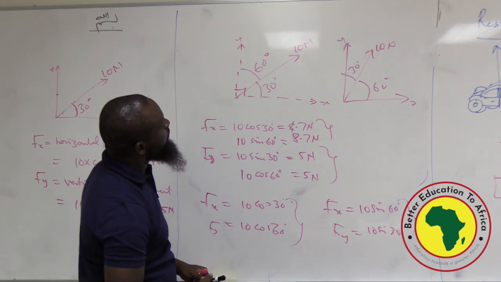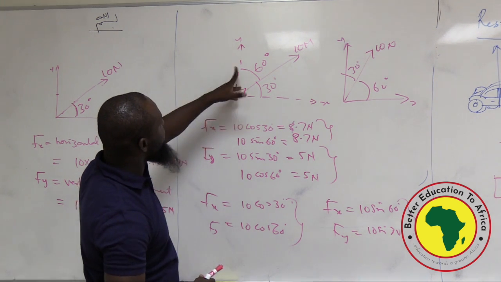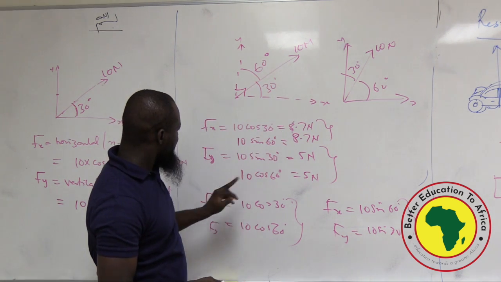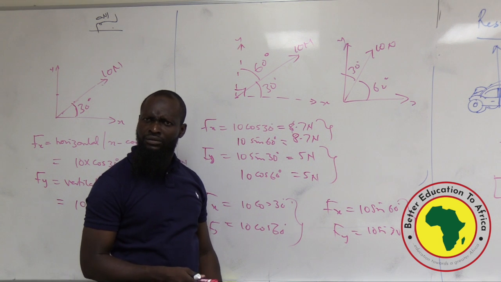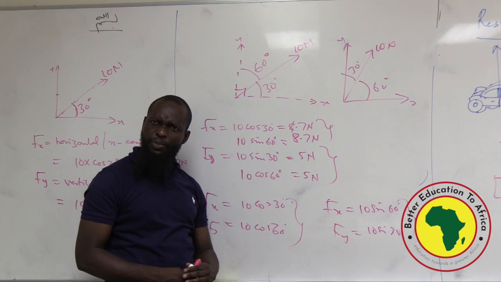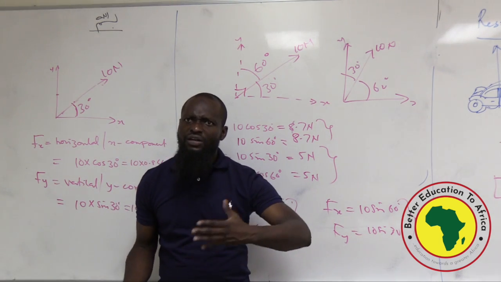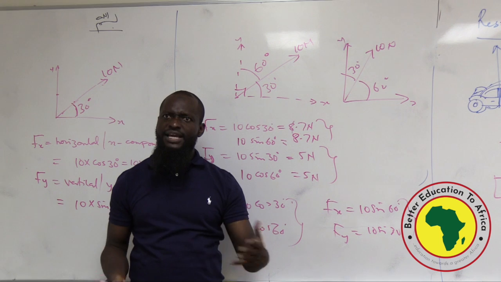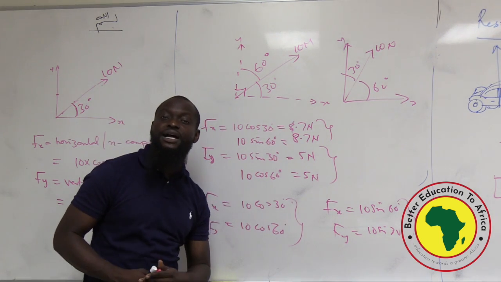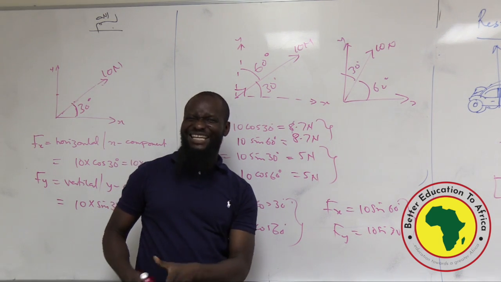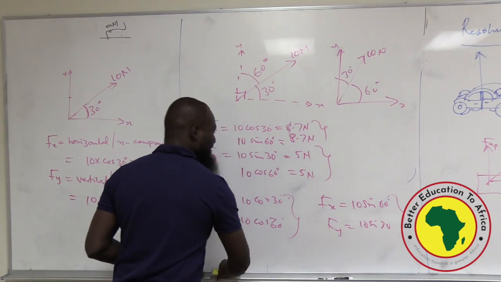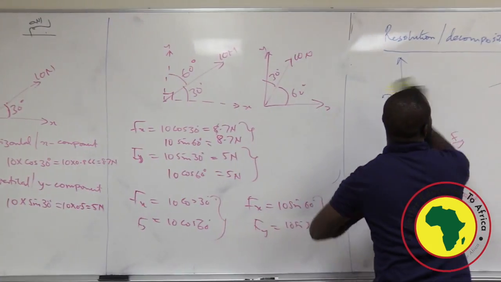Now, the second point is, I said they share the force. When you share 10 newtons between x and y, x got 8.7, y got 5. When you sum up 8.7 and 5, it's bigger than 10. We're supposed to expect a proportion like 6 and 4, 5 and 5, 3 and 7, 8 and 2, something like that. So why is it that when you share the force, it gets bigger? It doesn't get bigger. It's because you are adding the forces wrongly. Don't forget these are vectors. So, this brings me to the third point.